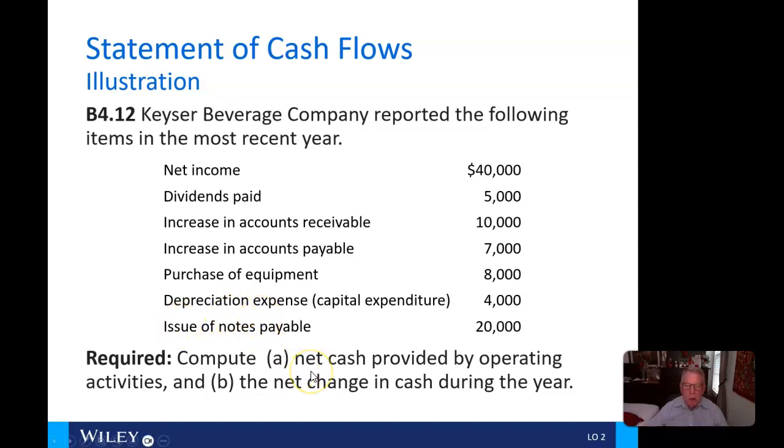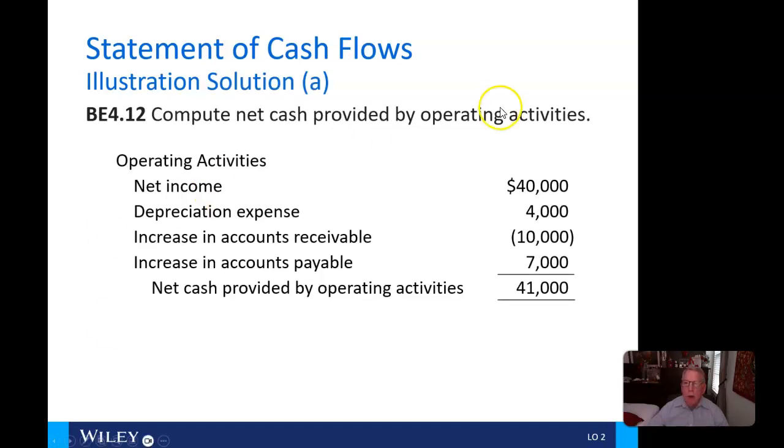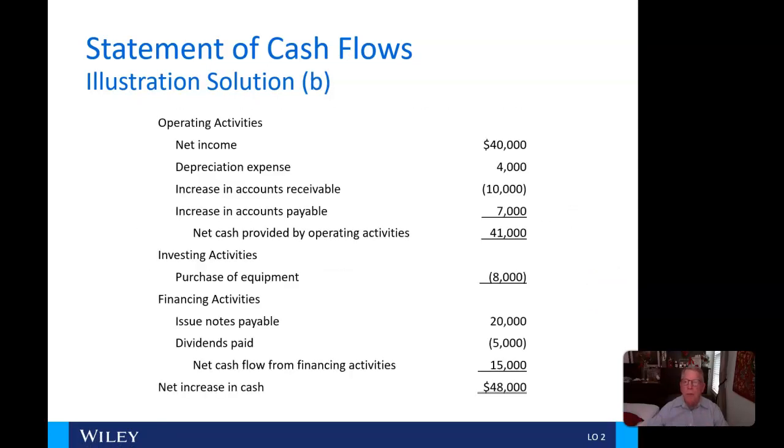So now we're going to compute the net cash provided by operating activities and the net change in cash during the year. So here's our operating activities. We had depreciation expense. We're adding that back because that's a non-cash expense that was subtracted from net income. The increase in accounts receivable, just like before, we subtract that. The increase in accounts payable, just like before, we add that. So the net cash provided by operating activities is 41,000.